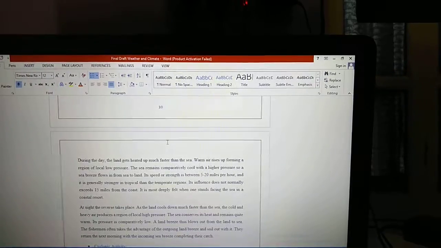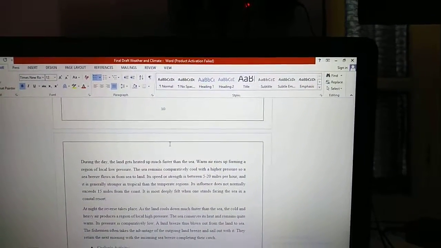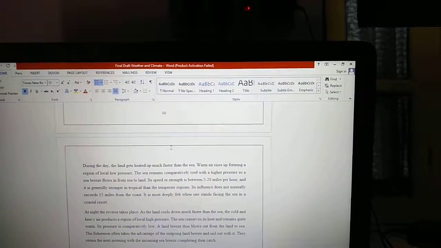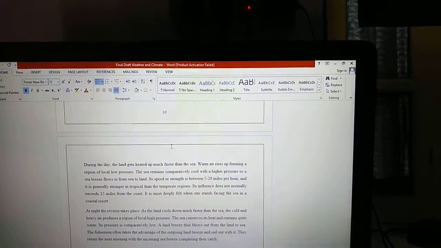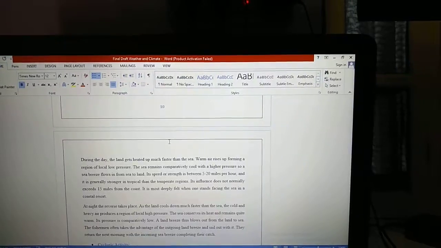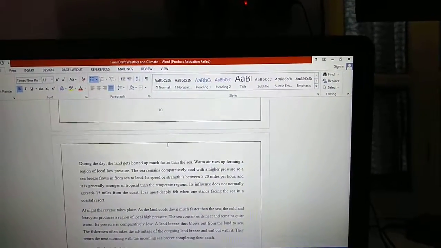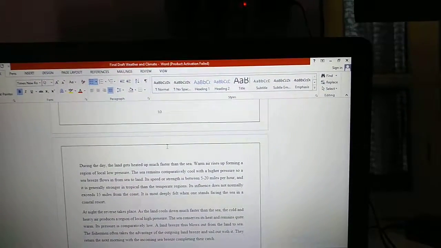Okay, so at night what happens? At night the reverse takes place, as I have explained earlier. As the land cools down much faster than the sea, the cold and heavy air produces a region of local high pressure over the land. The sea conserves its heat and remains quite warm. Its pressure is comparatively low during the night. A land breeze thus blows out from the land to the sea.